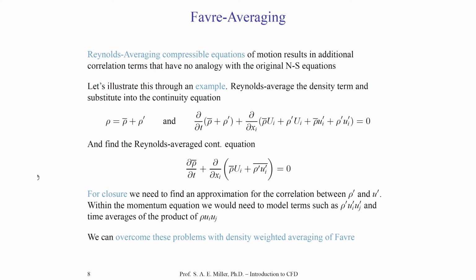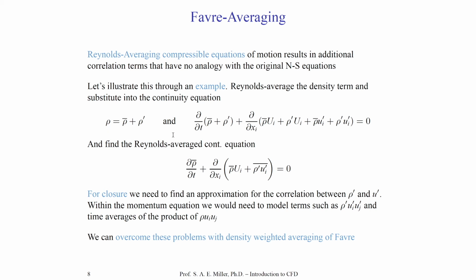Recall the Reynolds averaging of the density term, and we can substitute it in the equations of motion. So go back to the original Navier-Stokes equations with compressibility, and you would have to realize that we also have to average density. We didn't do this before. And so we would have rho equals rho bar plus rho prime. This is the base value or the time average value plus the fluctuating quantity rho prime. We take each value of rho in all equations and substitute them in.